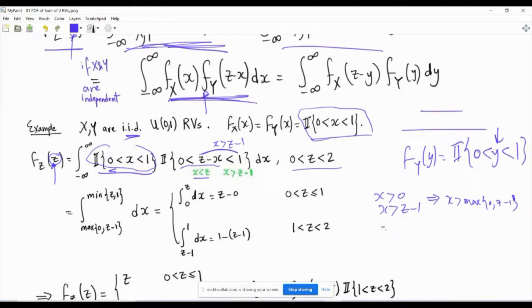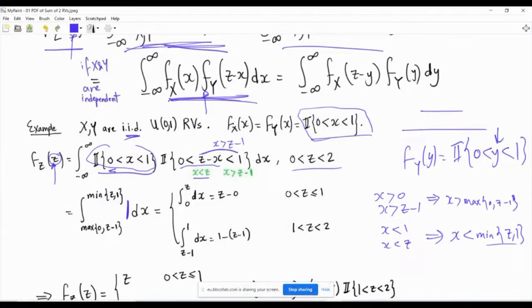Now we have two other inequalities, which are basically that x is upper bounded by 1, and from this indicator x is upper bounded by z. If x should not exceed 1 and should not exceed z, then it should not exceed the minimum of them. So x is less than the minimum of z and 1. And so our integral now becomes the integral of 1, because we focused on the values of small x that will make the product of the two indicators equal to 1. So the integrand is 1, and the integration limits are from max of 0 and z minus 1 to min of z and 1. And you can evaluate those integrals.